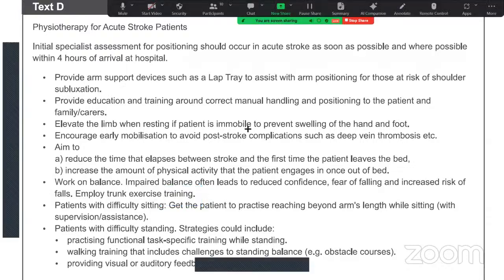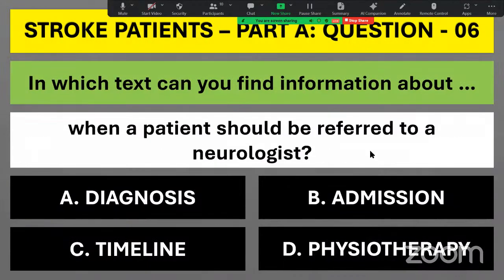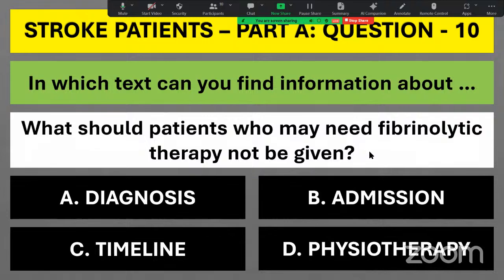So that is question number 9. Now question number 10. What should patients who may need fibrinolytic therapy not be given? Okay, fibrinolytic therapy. What should not be given to them?